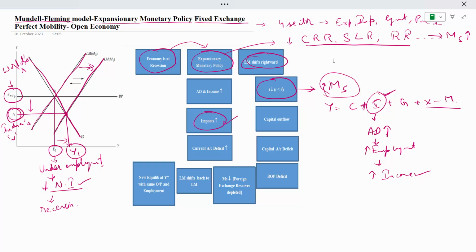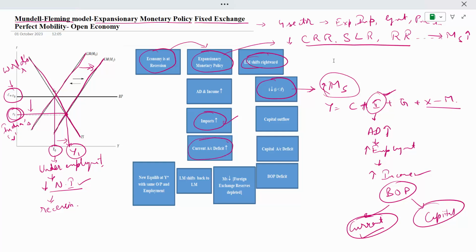So because of this, we know that there are two different accounts in balance of payment. The first one is the current account balance, while the second one is the capital account balance. So as our imports are more when compared to our exports, we face a situation of current account deficit on one side, and on the second side, our interest rate has gone down from say R0 to R1.